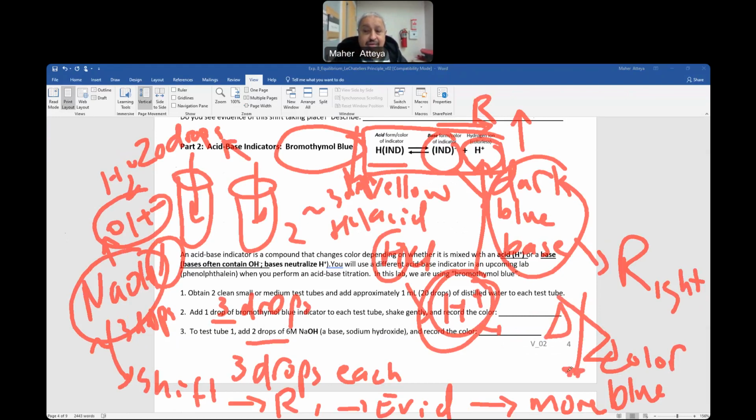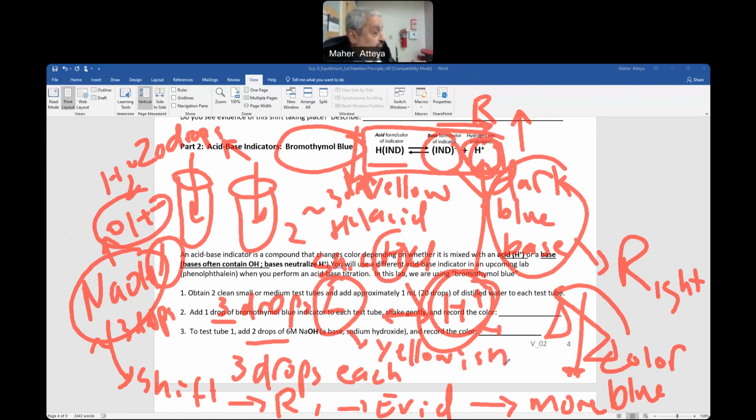Why? Because you have more H plus here. You added HCl, so the H will add itself to the right side, and the shift has to be where? To the left. That's the shift, correct? Evidence: less blue, it will go to the left, meaning you will see a weak yellowish color. The blue color will fade and disappear slowly because you have this acidic form.